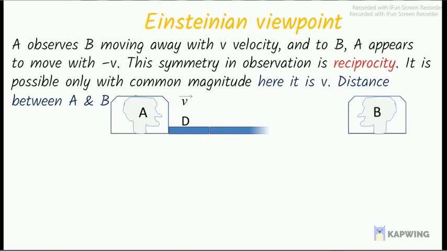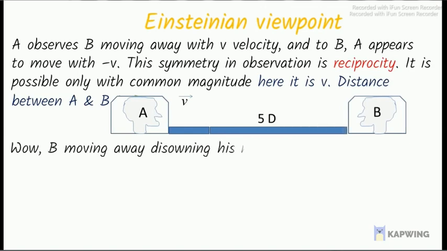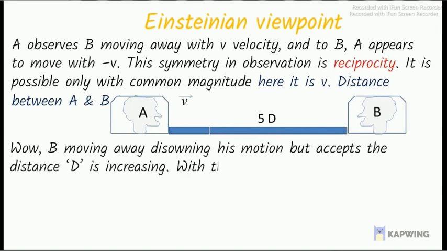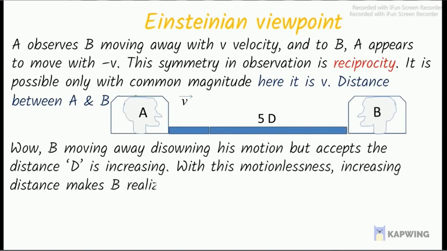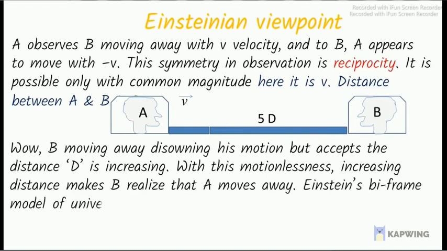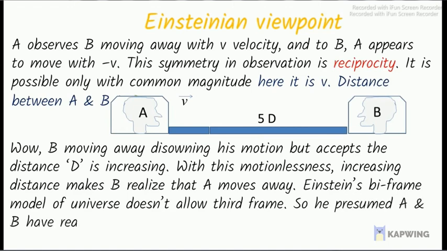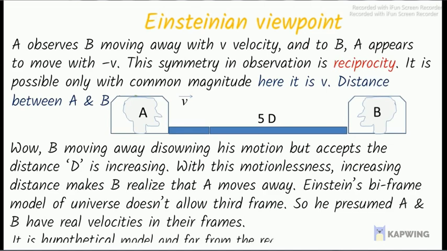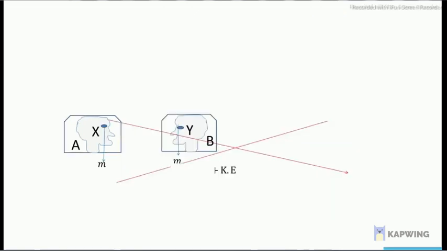Wow, B moving away, disowning his motion, but accepts the distance D is increasing. With this motionlessness, increasing distance makes B realize that A moves away. Einstein's biframe model of the universe doesn't allow a third frame, so he presumed A and B have real velocities in their frames. It is a hypothetical model, far from reality, and doesn't allow the real-time analysis of the universe.